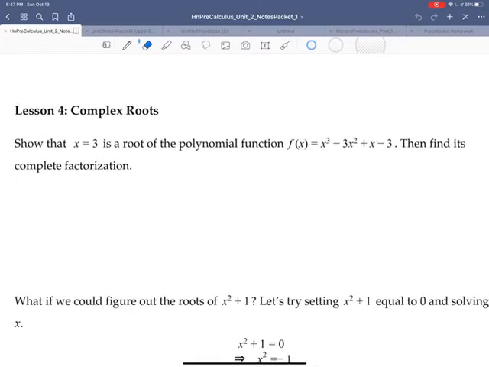First, we are asked to show that x equals 3 is a root of the polynomial function f of x equals x cubed minus 3x squared plus x minus 3. And then we're asked to find its complete factorization.